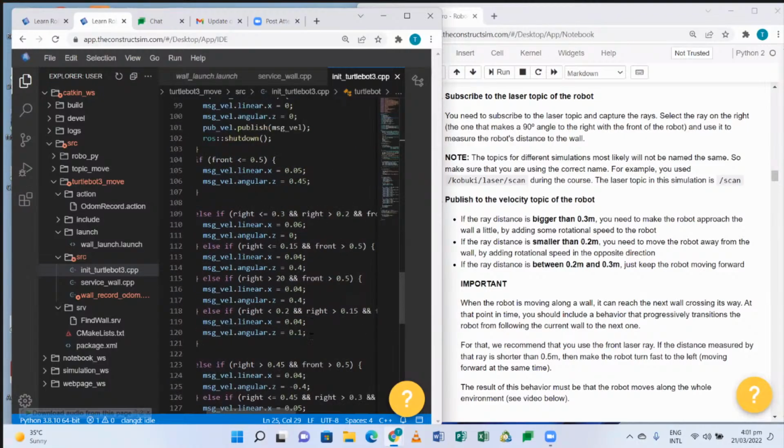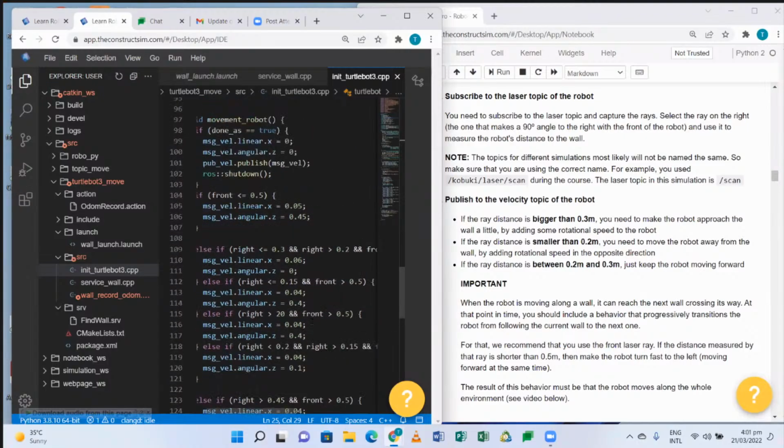And then afterwards, if it is smaller than 0.2, I have further divided it into three categories. If it is less than 0.2 and greater than 0.5, then it would move anti-clockwise, or in the left direction, with 0.1, and it would have some linear velocity as well, so that it can move in a curvature.